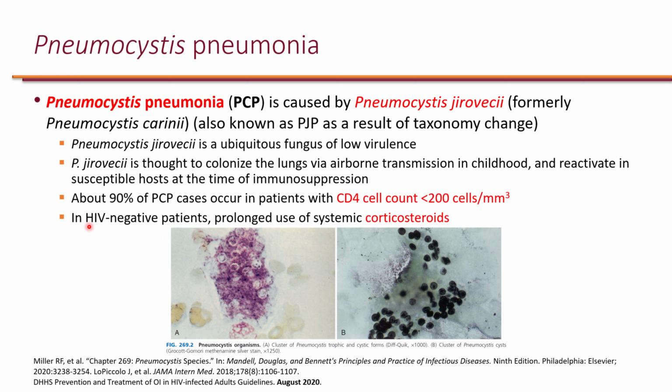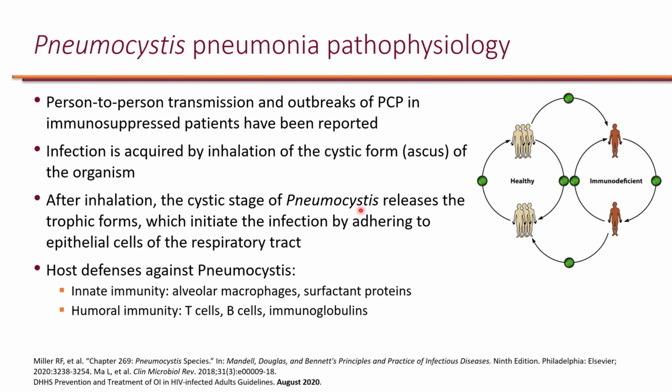Also, patients who do not have HIV but are on prolonged use of systemic corticosteroids, typically at least 20 milligrams equivalent of prednisone for at least 4 weeks, will also be at risk of PCP, because corticosteroids can also reduce the CD4 count. Now, transmission is person to person, so healthy people can be colonized with this. It just doesn't cause an infection in an intact immune system, but immunodeficient people will develop the pneumonia.